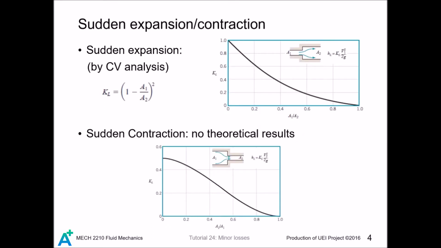So let's talk about sudden contraction and expansion. The sudden expansion is our only case that we can derive a theoretical result. We can do so by control volume analysis. I think you can try it yourself. But for sudden contraction, we cannot do such a thing, since the supporting walls provide an anchoring force to this control volume, and no one knows how much force the wall has provided to the flow.